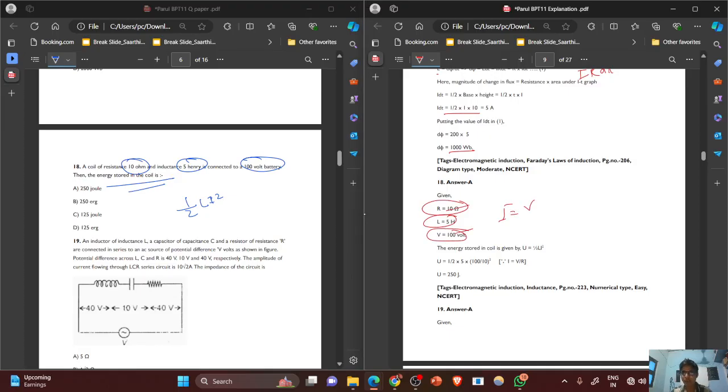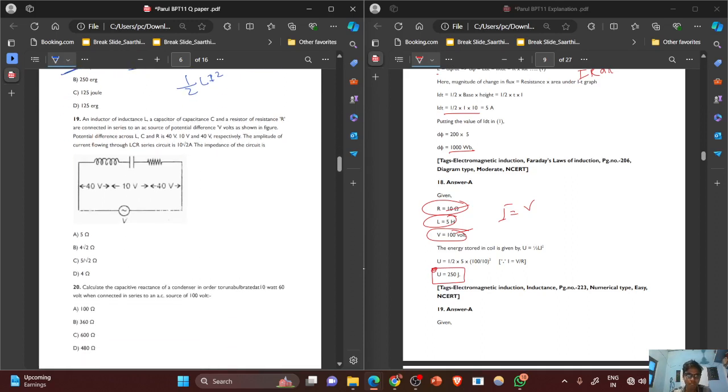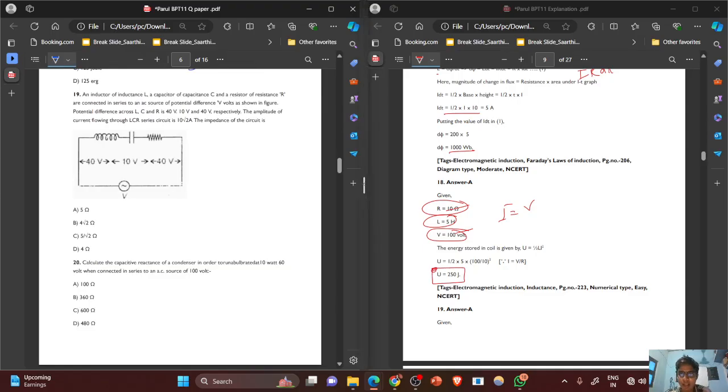You know R, you know V. So from here you get I's value, which is 100 upon 10, that is simply equal to 10. Putting the value, you get the energy stored, that is equal to 250 joules. So the correct option will be option number A. Remember that here it is written in 250 joules also, so take care of the options. Don't make a mistake. Now moving ahead.